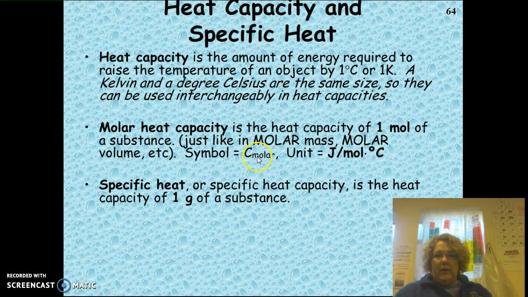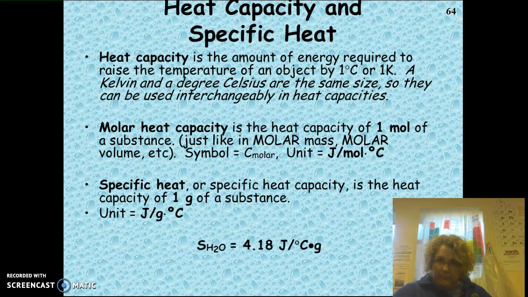We just write molar after it. Molar heat capacity. And the units then, instead of just being joules per degree Celsius, it's joules per mole per degree Celsius. And then the other one we use is the specific heat capacity. It's represented with the letter S. Instead of per mole, it's simply per gram. It's how much energy it takes to change 1 gram of a substance by 1 degree Celsius.